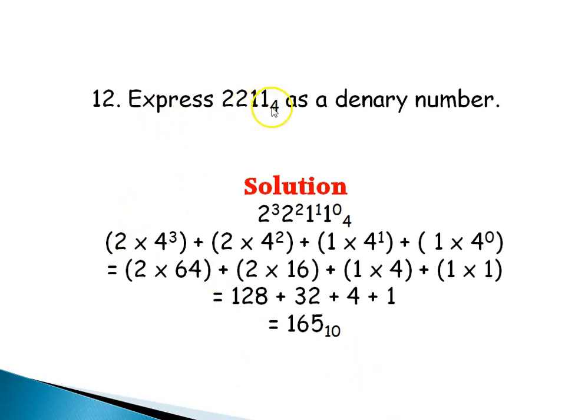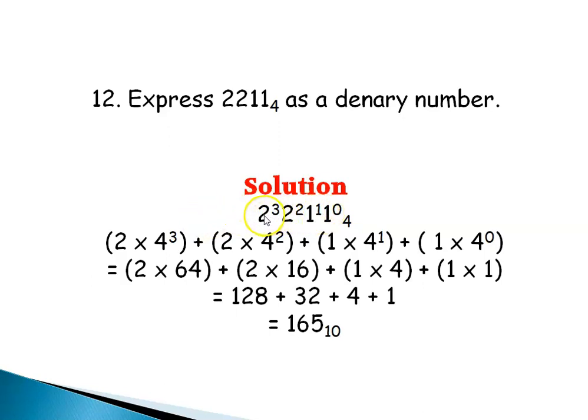Express 2211 base 4 as a denary number. Anytime you see denary, they're talking about base 10. So you have to change this base 4 number to a base 10 number. Alright, so I'm going to write down my number, 2211. And then I assign powers to them starting from this number here. I'll assign 0 to this, 1, 2, 3. Remember, we're working with base 4. So the next thing is I'm going to multiply 2 by the base raised to whatever power is on this 2. And I'll do that for all of the numbers.